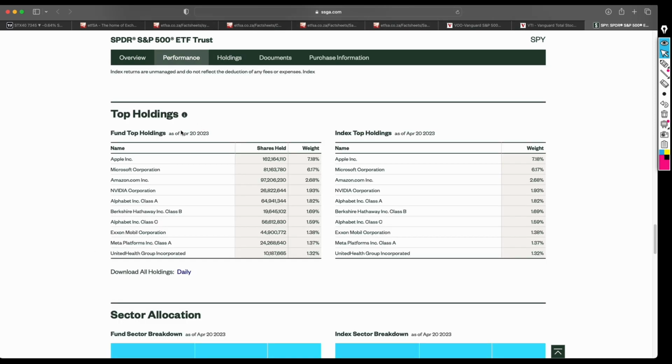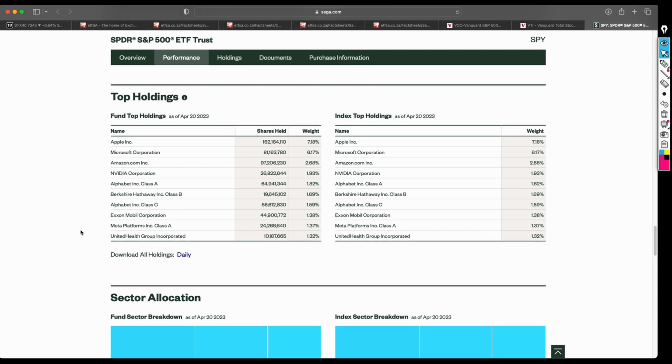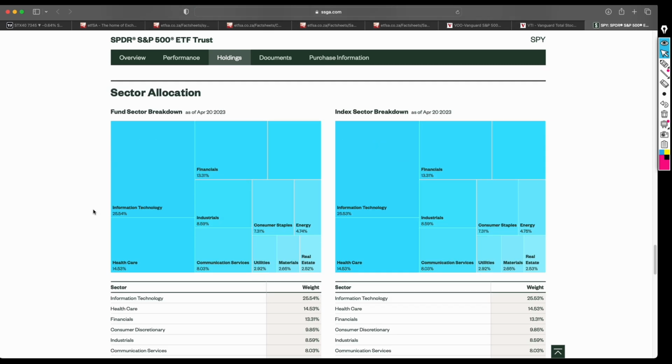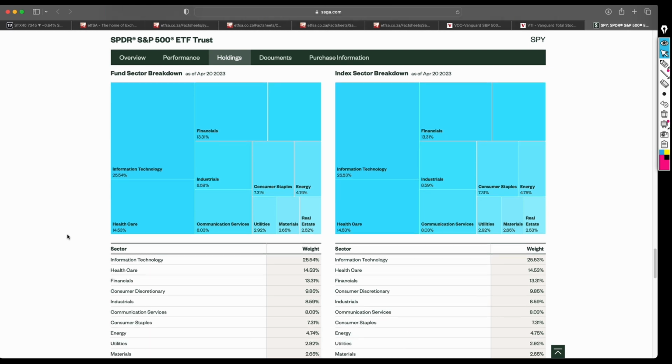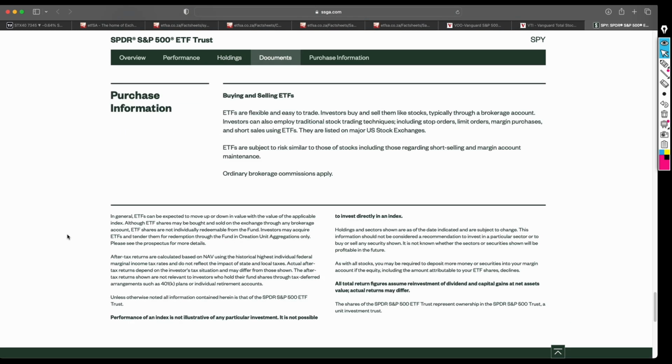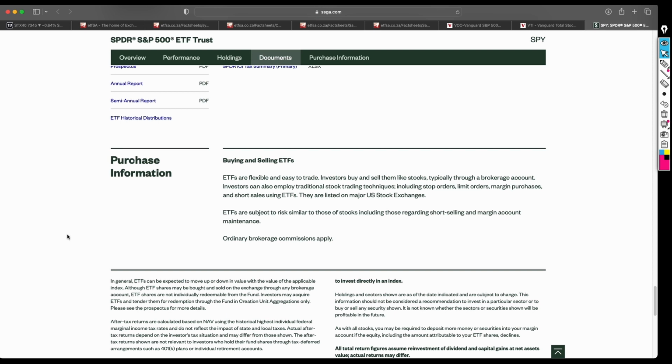You look at the companies, the top 10 holdings, we see Apple, Microsoft, Nvidia, Alphabet, Meta, ExxonMobil. It is the same thing. The breakdown of the sector allocation, we see about 25% or 26% in IT, followed by healthcare, financials, just as we saw with the VOO ETF. So it's just a matter of preference where you want to put your money.